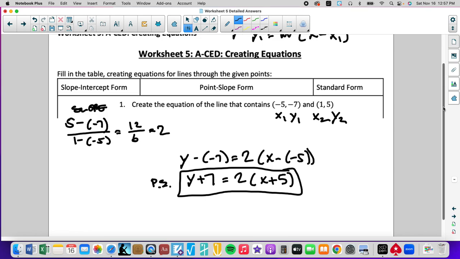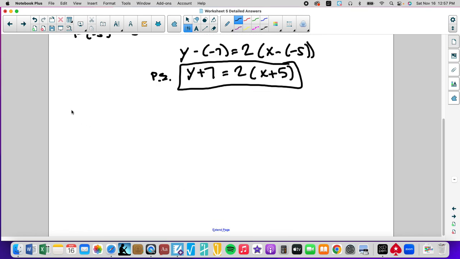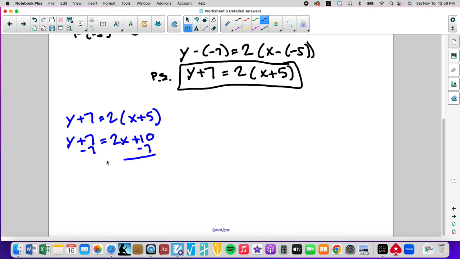And now I'm going to use point slope to get into slope intercept. And to do slope intercept, let's do that in blue. We start with the point slope form. And now for slope intercept, we're going to distribute that. And that's 2x plus 10. And then we set it equal to y. So we'll minus 7. y equals 2x plus 3. And this is going to be the slope intercept form.